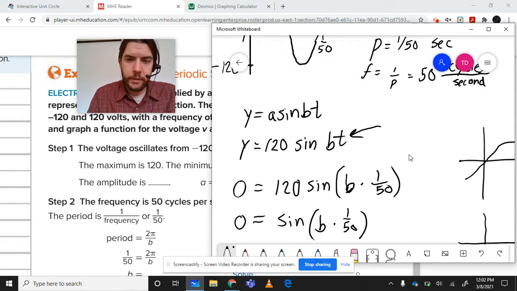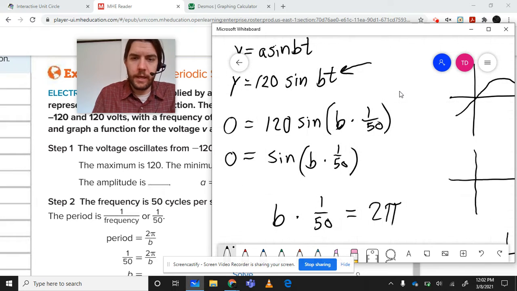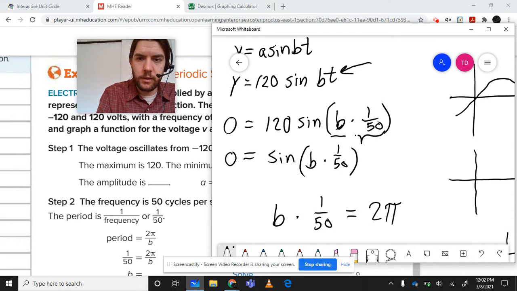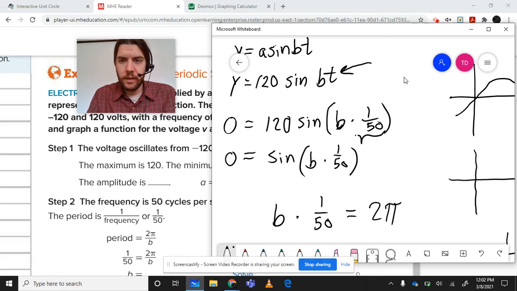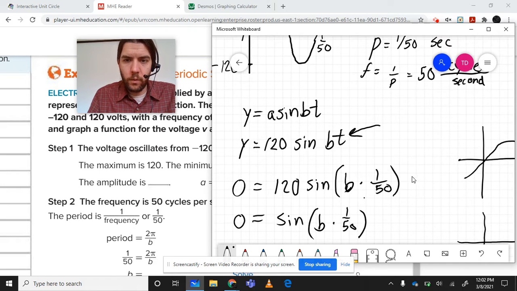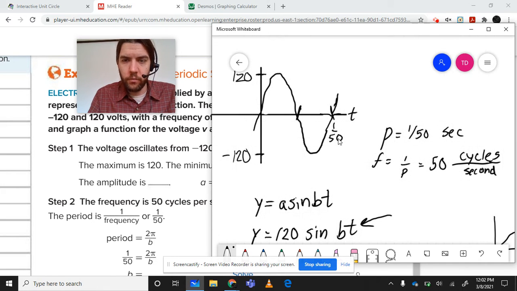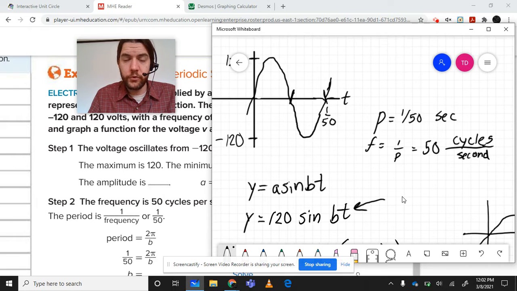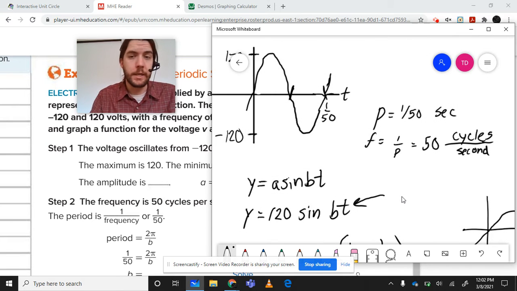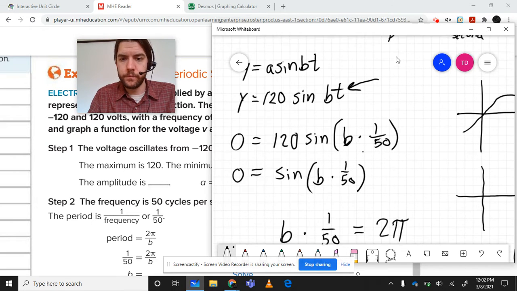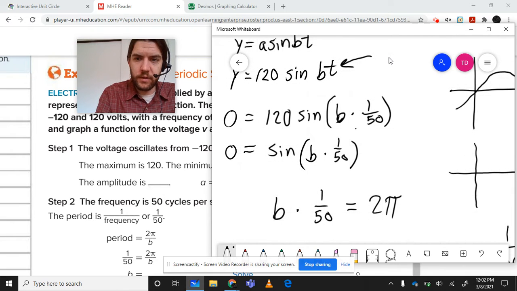Now there is one thing to be careful of, and that's what we are thinking about this whole thing needing to equal. So that b times 1/50, that 1/50 of a second, is occurring right here. So that is when a full cycle has occurred. Now full cycles are in 2 pi radians. So what we want to do is set this whole thing equal to 2 pi.